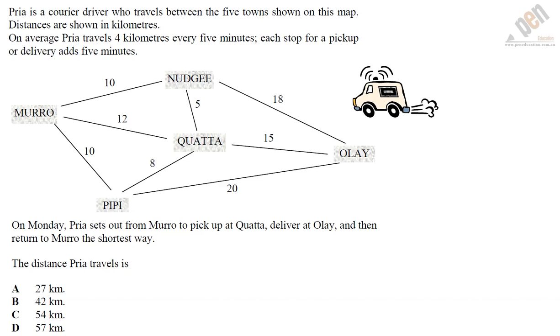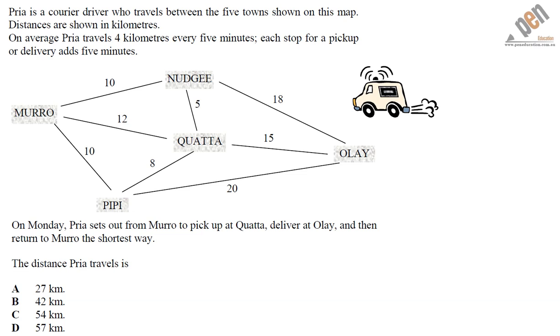Priya is a courier driver who travels between the 5 towns shown on this map. Distances are shown in kilometres. On average, Priya travels 4 kilometres every 5 minutes, and each stop for a pickup or delivery adds 5 minutes.